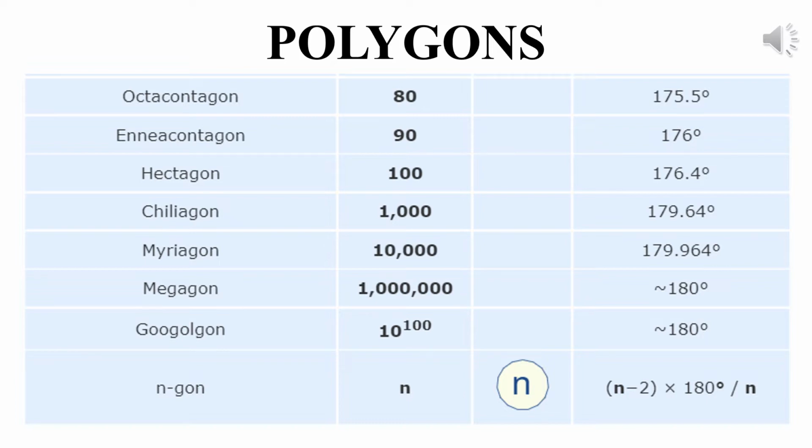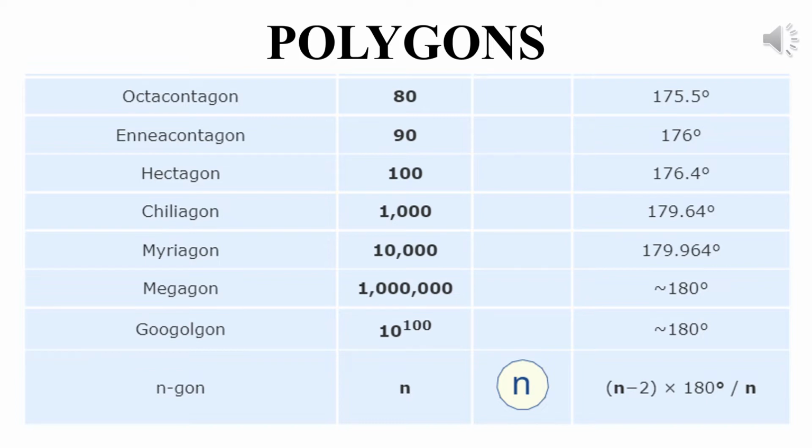Chiliagon has 1,000 sides. Interior angle is 179.64 degrees. Myriagon has 10,000 sides. Interior angle is 179.964 degrees. Megagon has 1,000,000 sides. Interior angle is 180 degrees. Googlegon has 10 raised to 100 sides. Interior angle is 180 degrees.